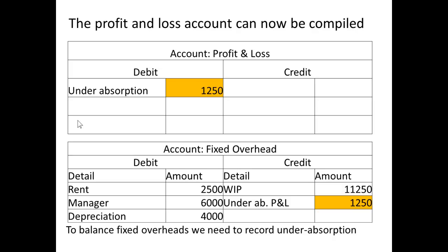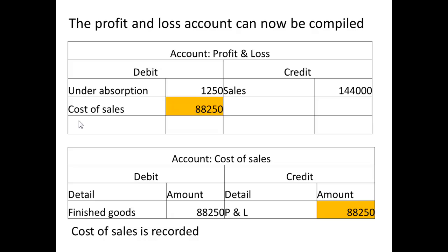Remember I said that the fixed overhead didn't balance. It didn't balance because there was under absorption for fixed overhead, so we need to correct that and add the 1250 needed to balance it. Well, that will affect the profit and loss account, so I credit the fixed overhead and my other entry will be a debit to the profit and loss account.